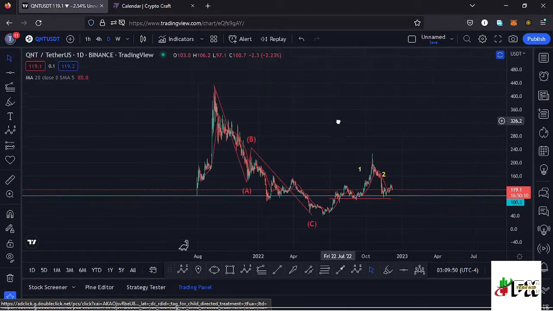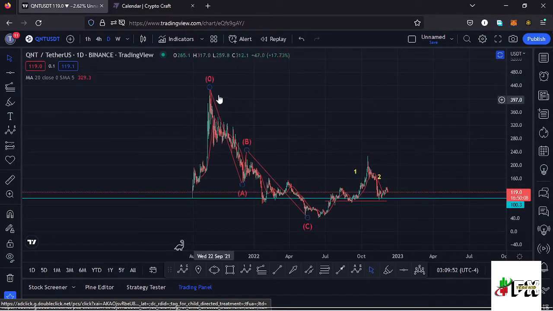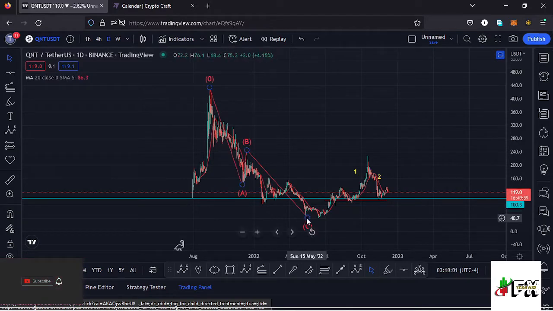Allow me to kickstart the video here on the daily chart by giving you a brief of what has been happening here on the Quant chart. From the all-time high, we had been seeing a massive ABC corrective structure, which took us back to around the $40.1 mark.